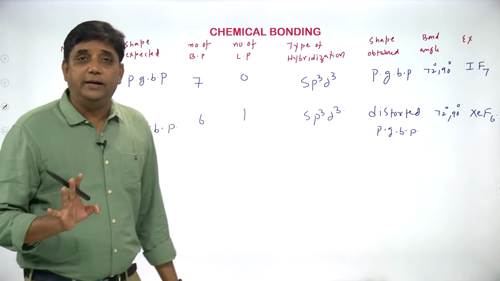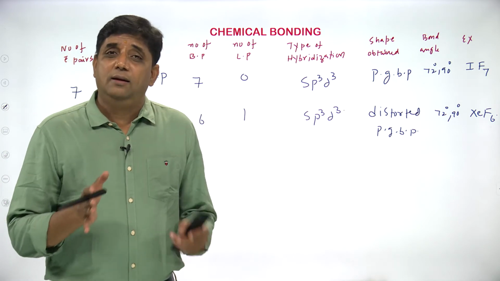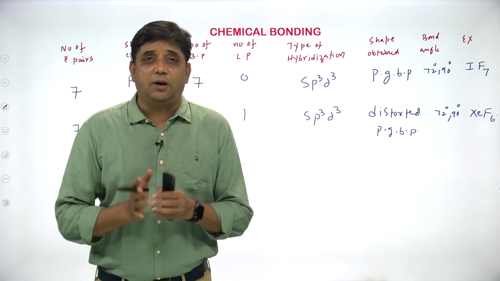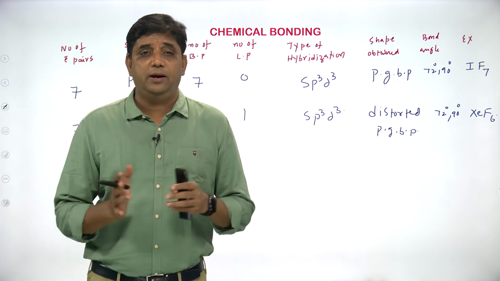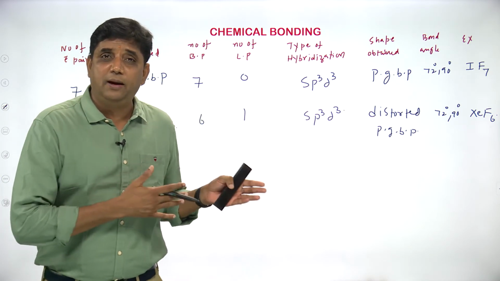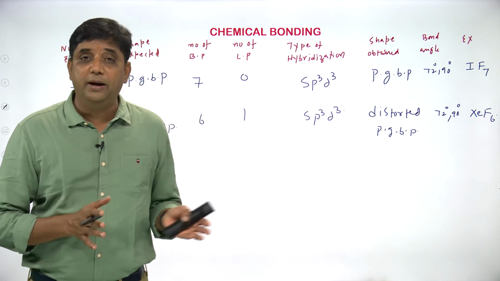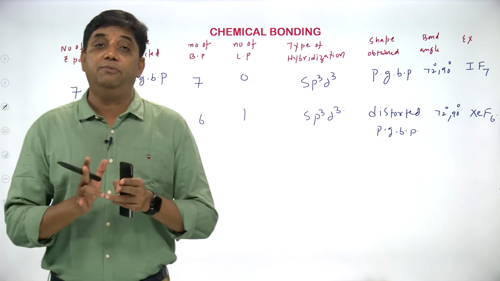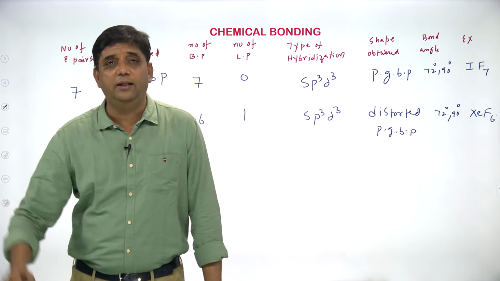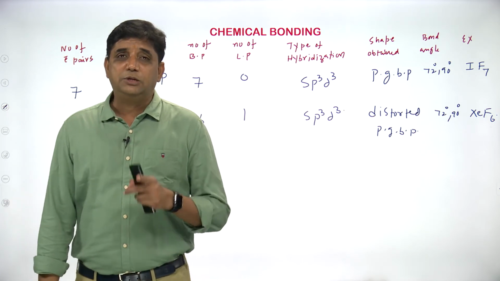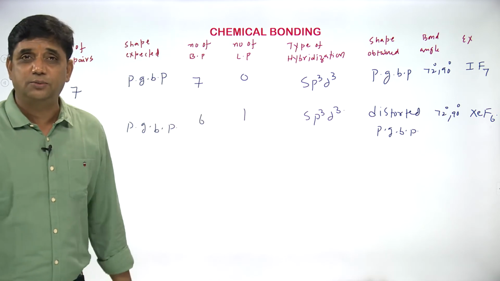This is the complete table, students. If you get questions on hybridization, they come from this table only. So this table is very important in valence shell electron pair repulsion theory as well as in hybridization. These two tables play a very major role. So if you want to score marks in chemical bonding, you must be thorough with these two tables.